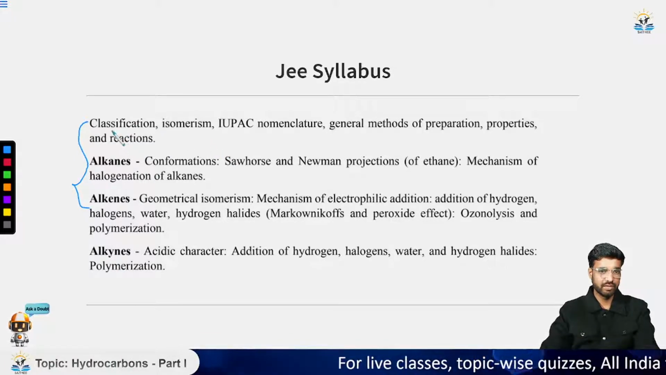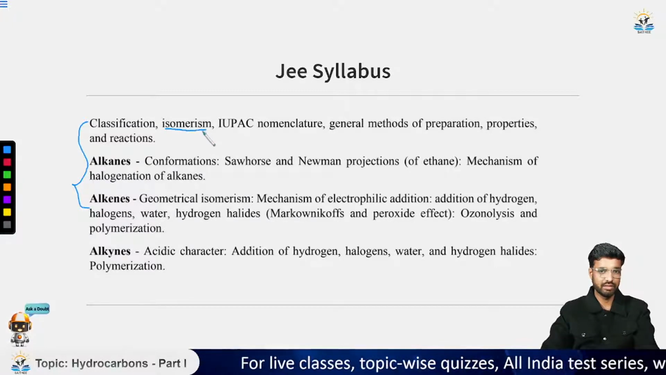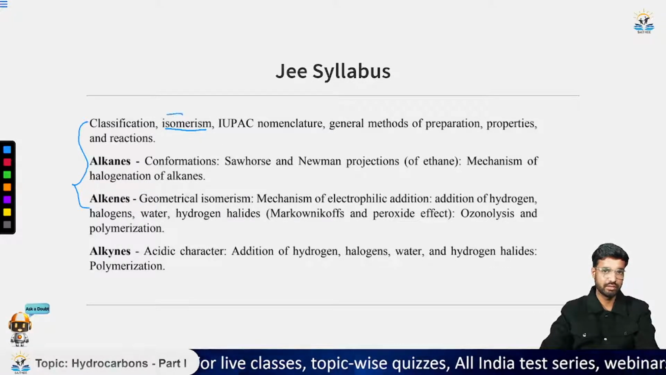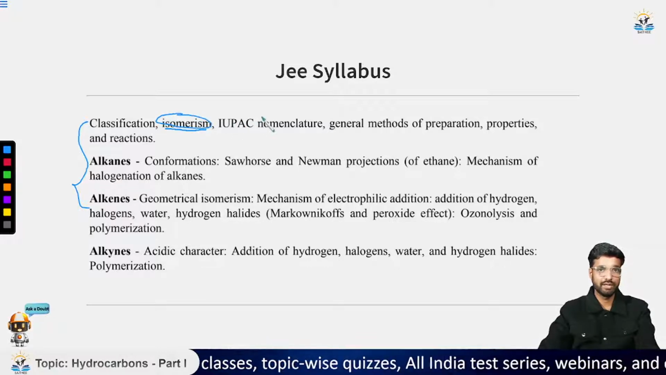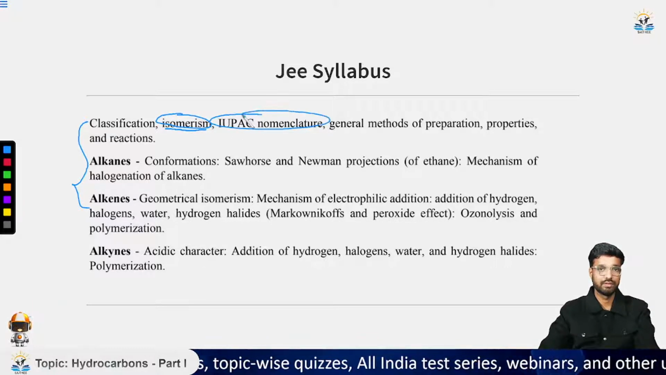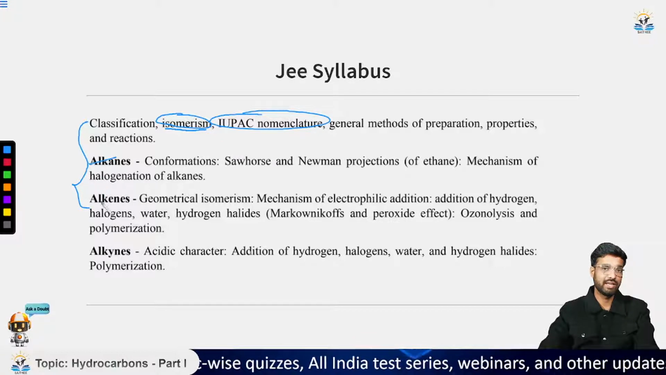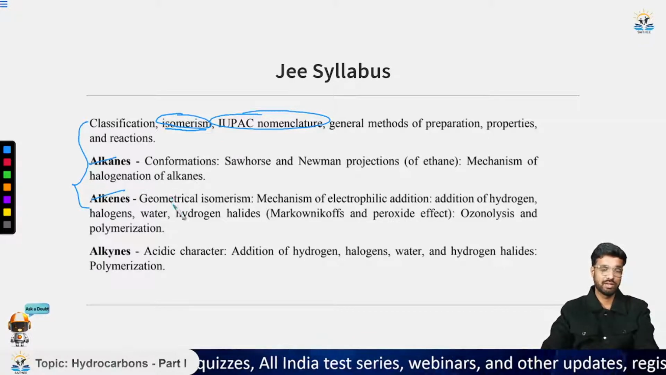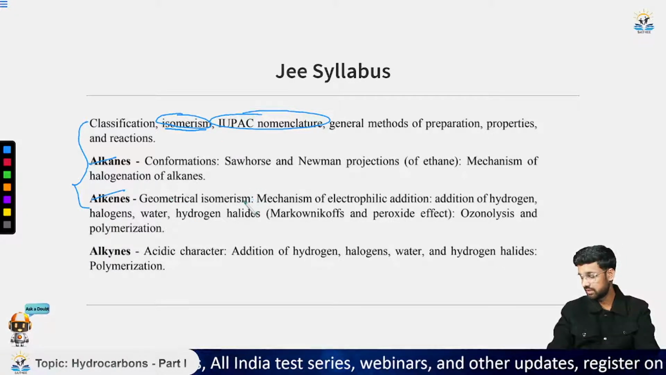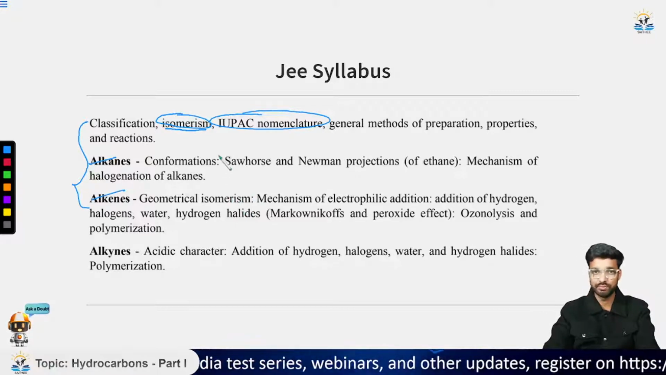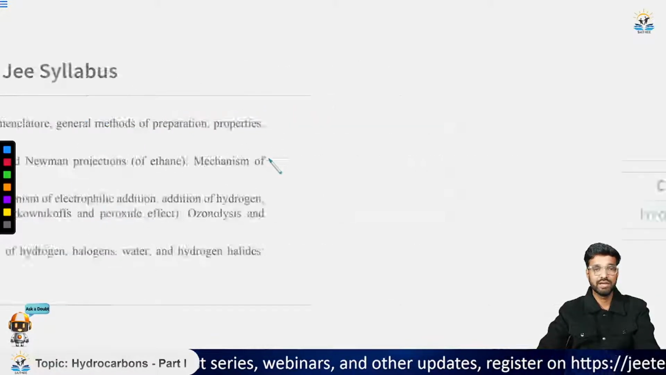Before starting, let me make one thing clear: I have covered the isomerism part in the previous class, in the previous chapter also. So we will not be seeing that, and the nomenclature also. Mainly our focus will be on alkane and alkene, the general methods of preparation, and the chemical reactions that they undergo.